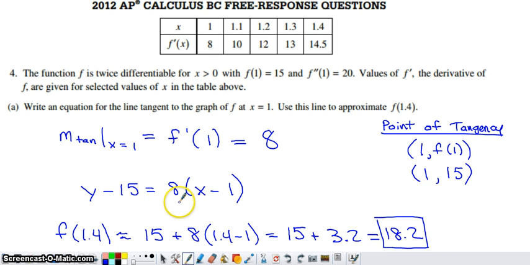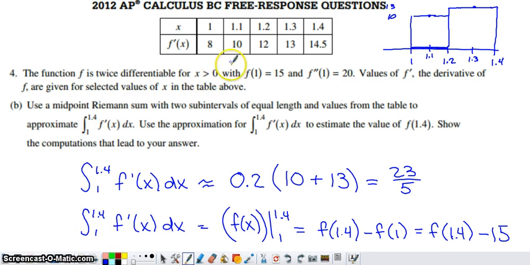You want to go ahead and estimate the y value on f by using the y value on the tangent line at the x of 1.4. So if you put 1.4 in place of this x right here and solve that equation for y by adding the 15 to the other side, you're going to arrive at your estimate for f of 1.4.